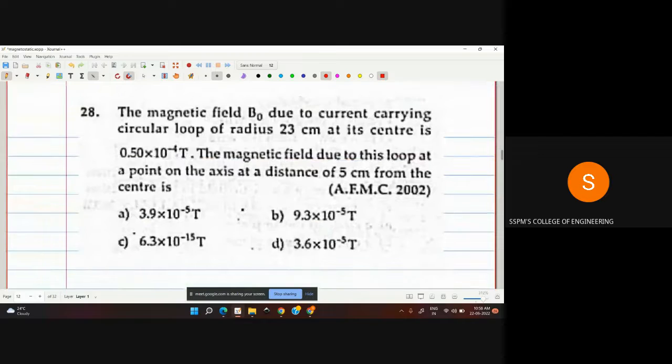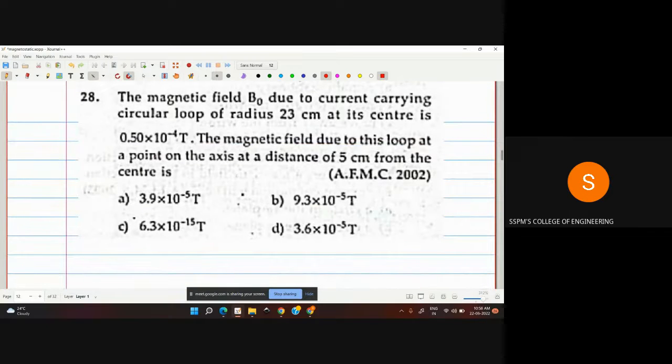Next example: the magnetic field B0 due to a current carrying circular loop of radius 23 centimeter at its center O is 0.5 into 10 to the power minus 4. B0 दिलेला आहे. The radius of the circular loop is given as 23, and the magnetic field due to this loop at a point on the axis at a distance of 5 centimeter from the center is?